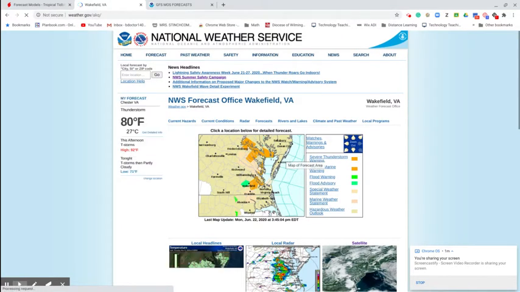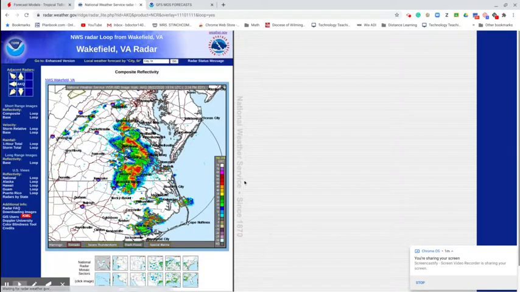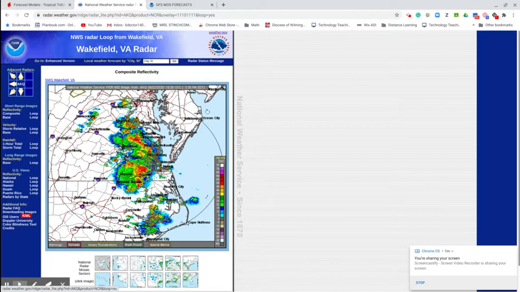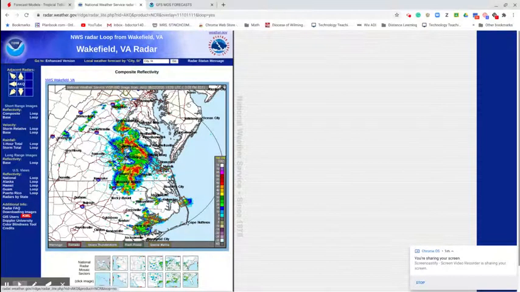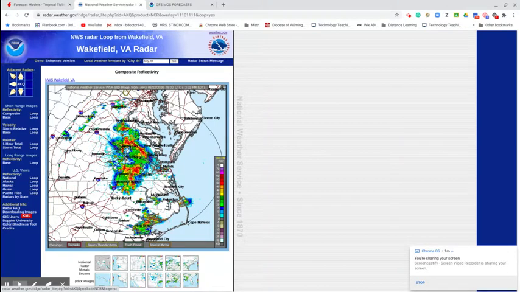Yeah, some severe thunderstorms, wow, are headed towards southern Dover and Ocean City and the beaches.